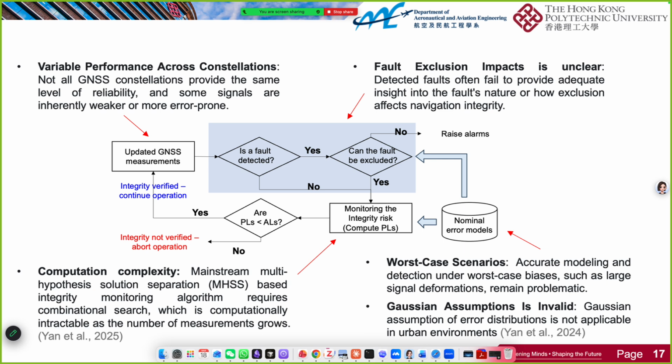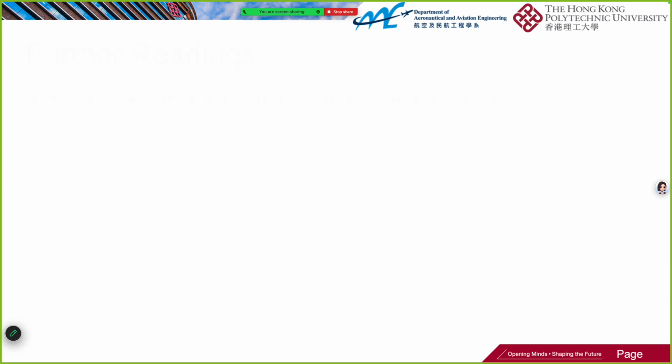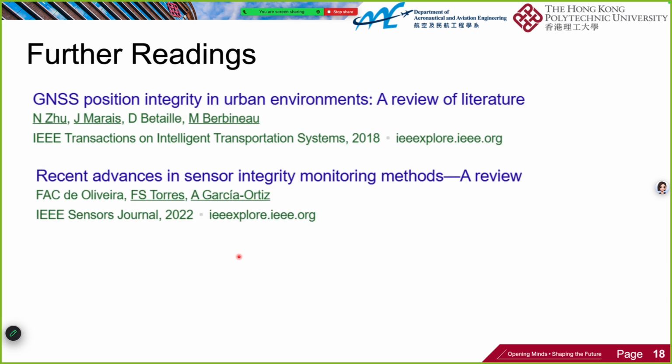Third, for nominal error models, there are still difficulties in analyzing the worst-case scenarios. Also, the Gaussian assumption is not always valid, especially in complex environments, such as urban areas. Finally, computational complexity is also a major issue because some integrity algorithms become very expensive when the number of measurements grows. If you are interested in more details, I recommend these two papers for further reading.